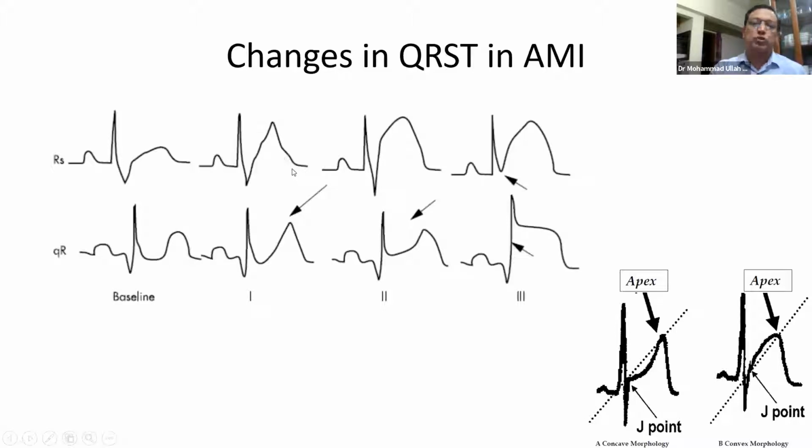There is elevation of the tall peaked T wave followed by ST elevation. There is reduction of the S wave and J point elevation leading to ST elevation, and similar things with the other forms of ECG also. So the ST elevation is important, and this ST elevation is with convexity upward, and concavity upward is a wrong one.